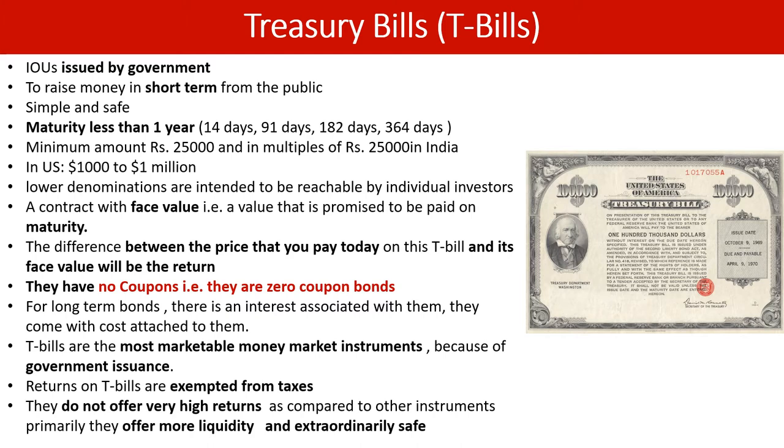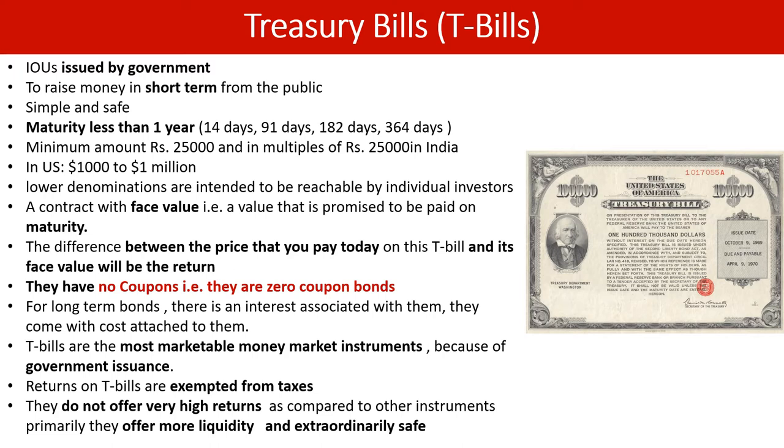Another key characteristic of these instruments is that they have no coupons, that is, they are zero coupon bonds. Now, for long-term bonds, there is an interest associated with them. They come with a cost attached to them, right? For example, when we talk about long-term bonds, typically they have some coupons attached, or at least they did in the past, that establish some interest payments that are going to be paid, right? But this is not the case with the T-bills.